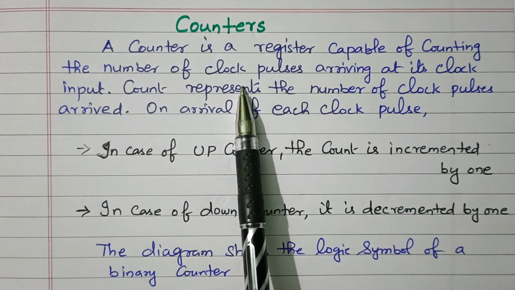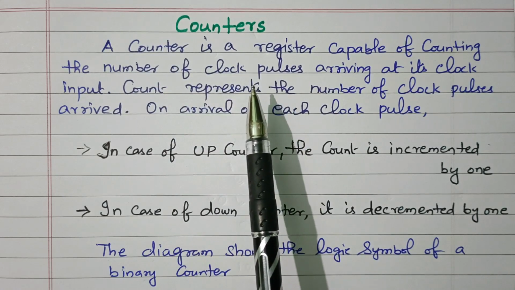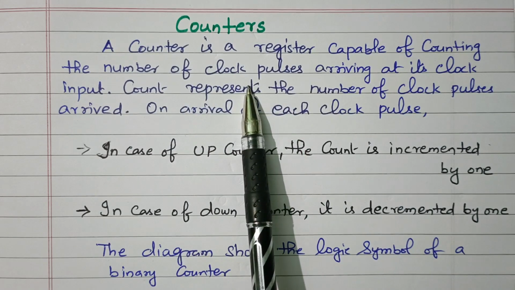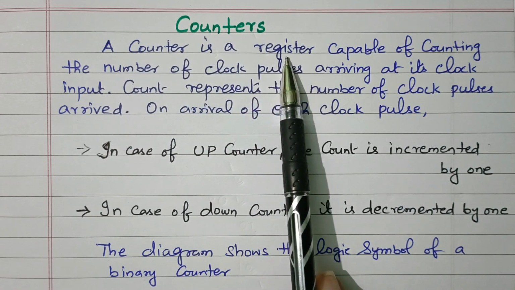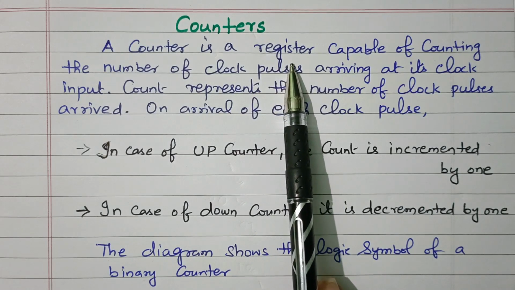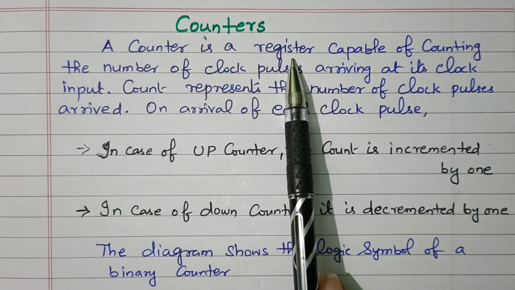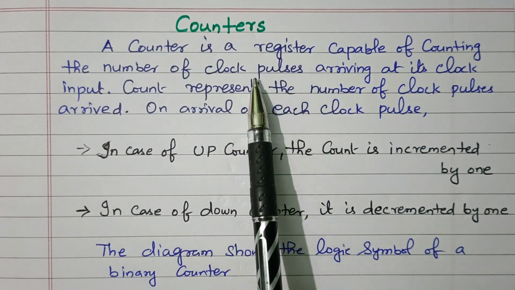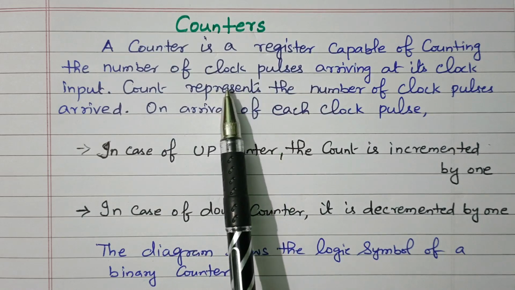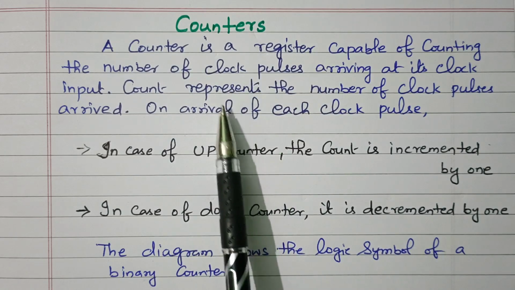It is a sequential circuit. So every clock pulse, the execution happens with every clock pulse, right? So it will count the clock pulses. It is nothing but a register. Register means it is made up of flip-flops. We know that a flip-flop is a storage element. It can store 1 bit of data, right? So a counter is nothing but a register made up of flip-flops. It is also a sequential circuit. So every clock pulse it will count the inputs, right?